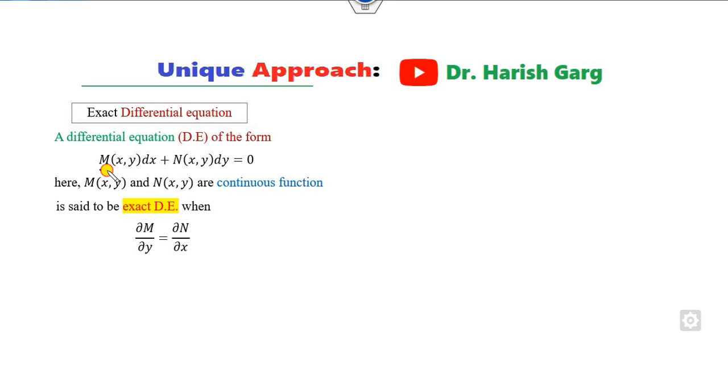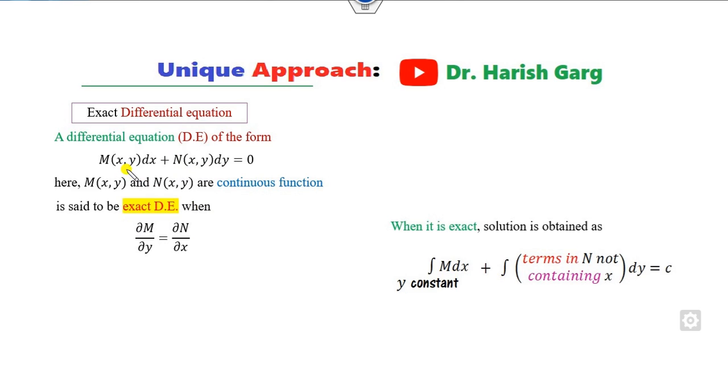So if you prove that this condition on M and N is satisfied, then you can say the differential equation is exact. Make sure M and N are continuous functions. If you prove that this differential equation is exact, then you can find the solution by using this equation. A very simple approach, you may already know about that.